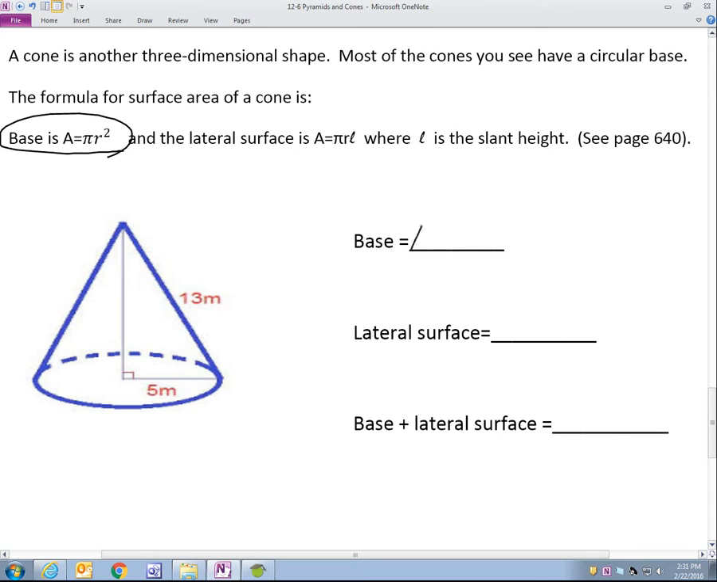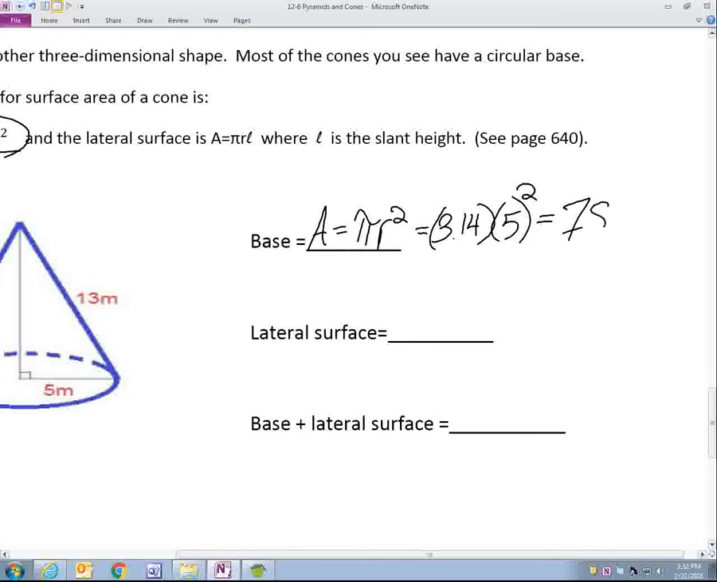So we have the area of the base is pi r squared. To rewrite it, 3.14 times the radius, which is 5, times itself. 78.5 meters squared.